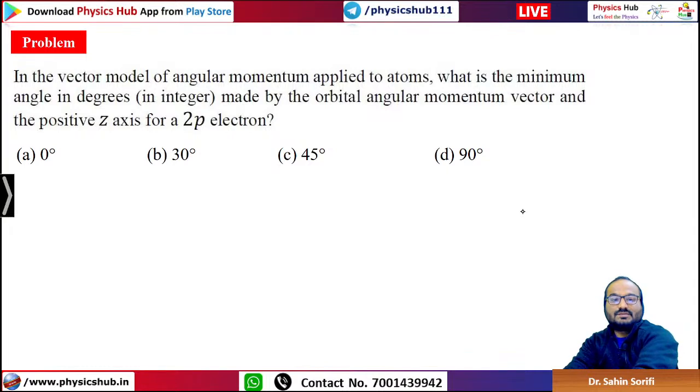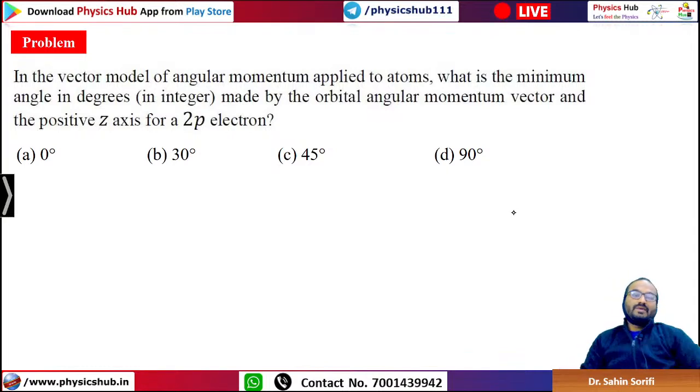Okay, the last problem. In the vector model of angular momentum applied to an atom, what is the minimum angle in degrees, in integer, made by the orbital angular momentum vector and the positive z axis for a 2p electron? Tell me. Minimum angle you have to calculate.